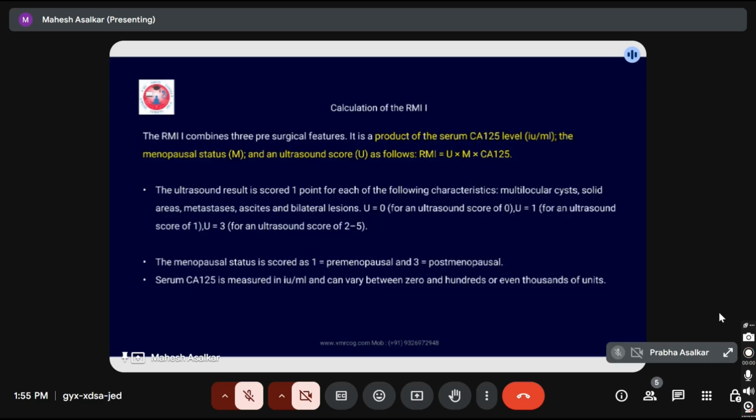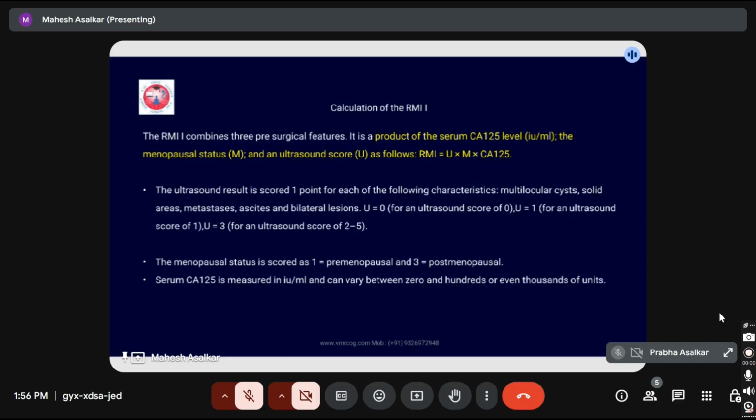The ultrasound result is scored 1 point for each of the following characteristics: multilocular cyst, solid areas, metastasis, ascites and bilateral lesion. So there are 5 features. Which are the 5 features on the ultrasound? One is a multilocular cyst, second is a solid component, third is a metastasis, fourth is ascites, and fifth is bilaterality of the lesions.